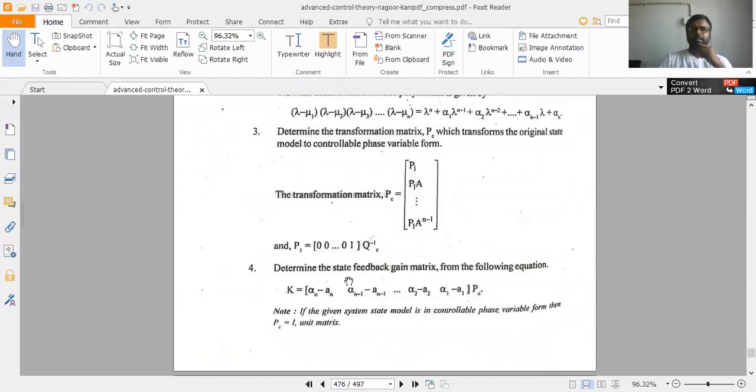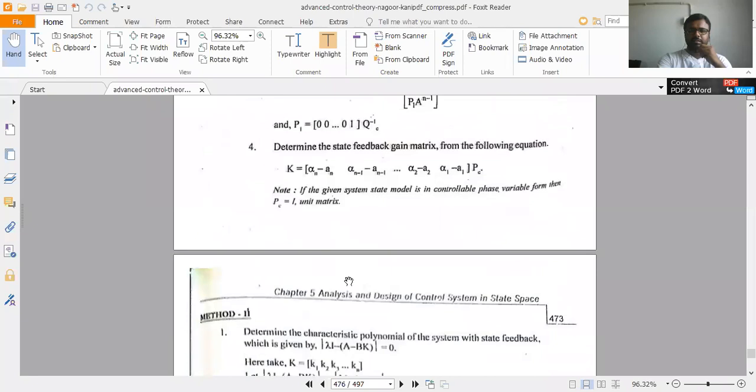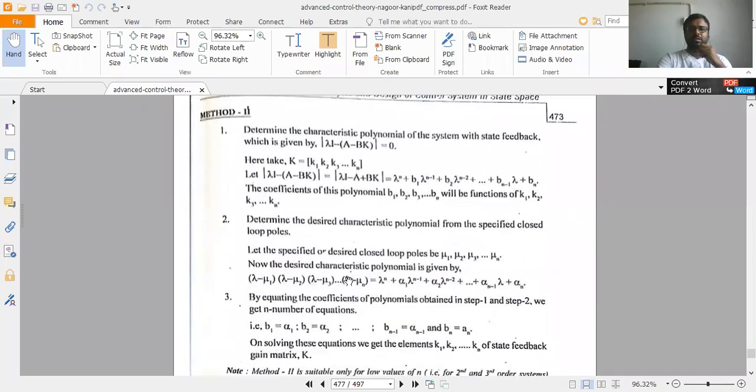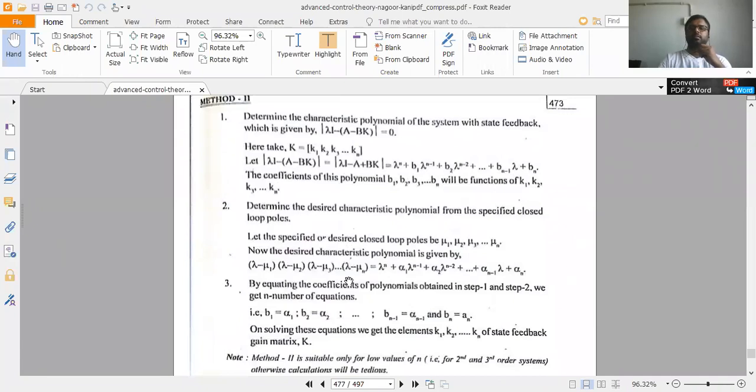Okay, so this is the discussion regarding the first method. Now let us discuss the second method, which is somewhat lengthy.